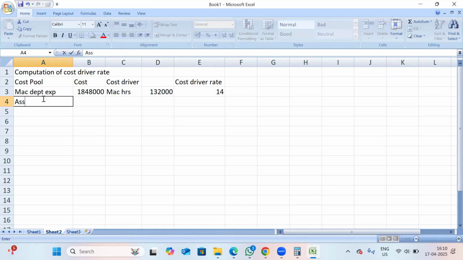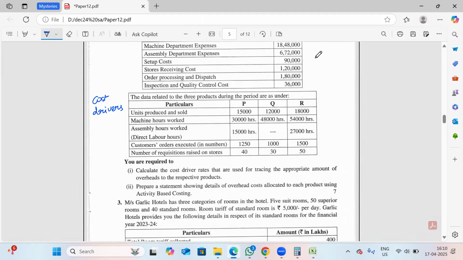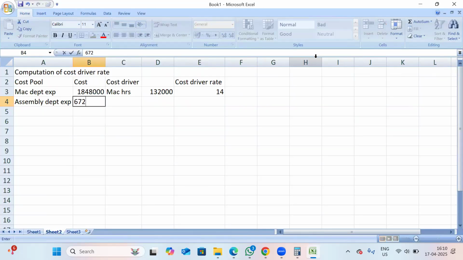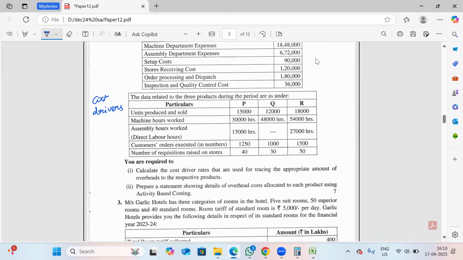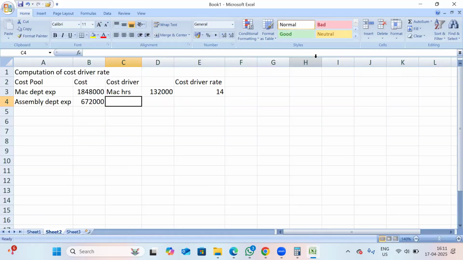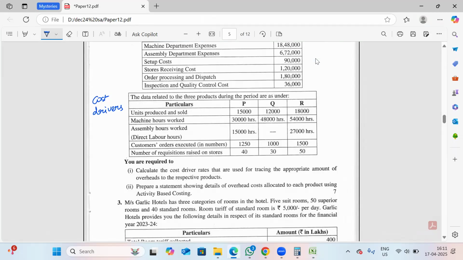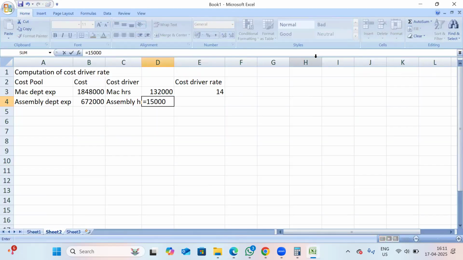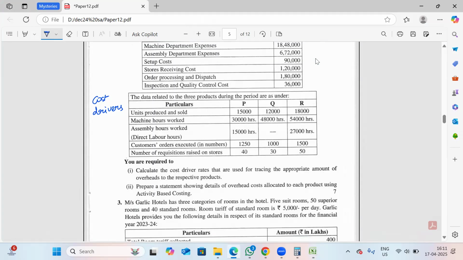Then assembly department expenses of 6,72,000. This is based on assembly hours. Total assembly hours are 15,000 plus 27,000. So that is 6,72,000 divided by 42,000, so 16 rupees. Then we have setup cost of 90,000.